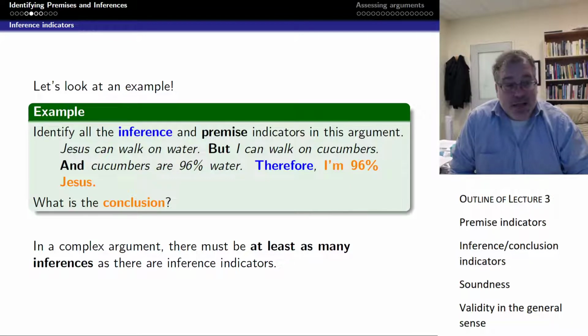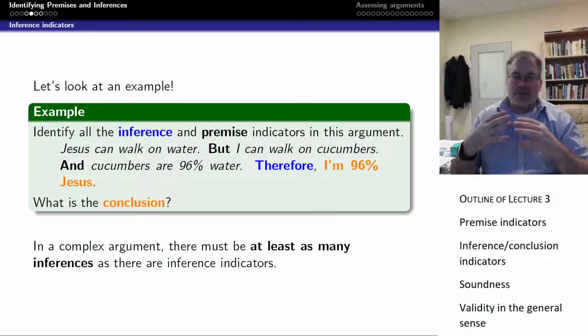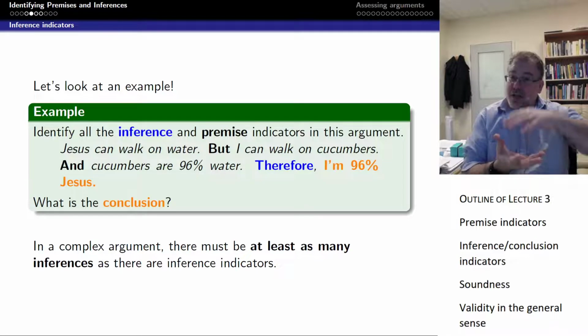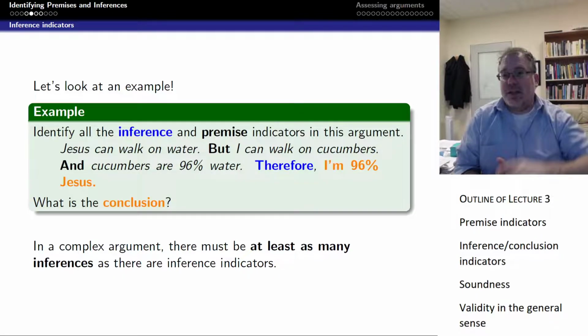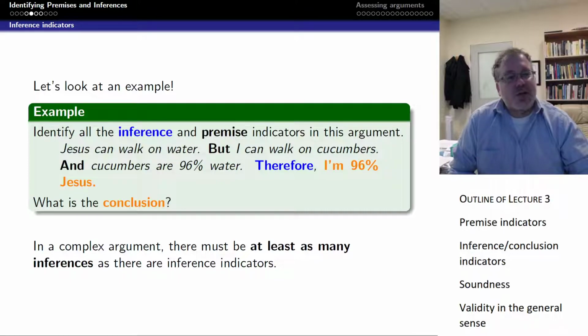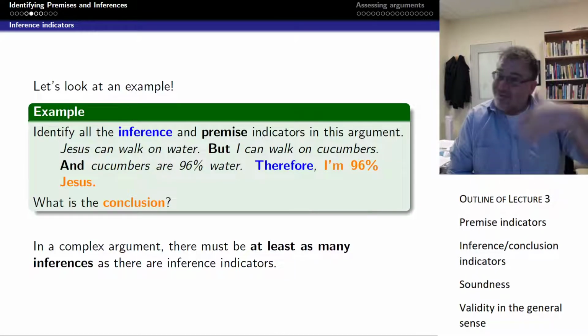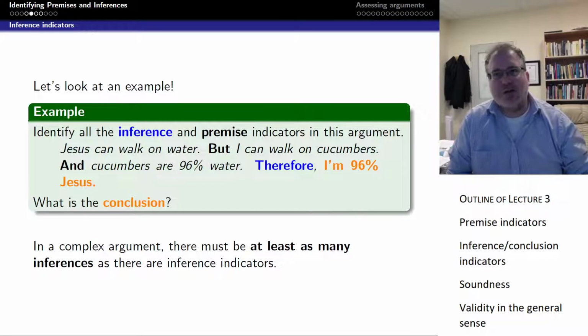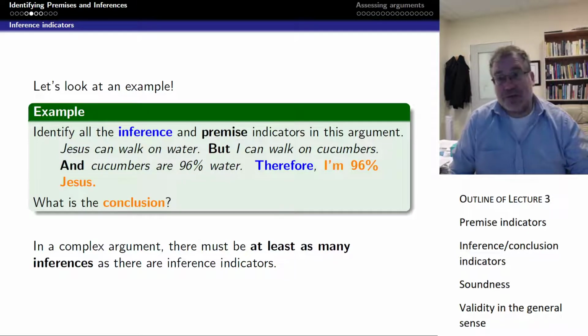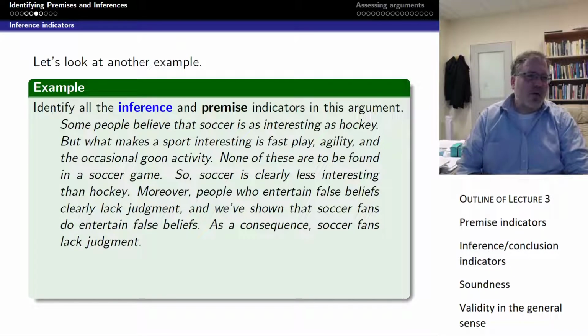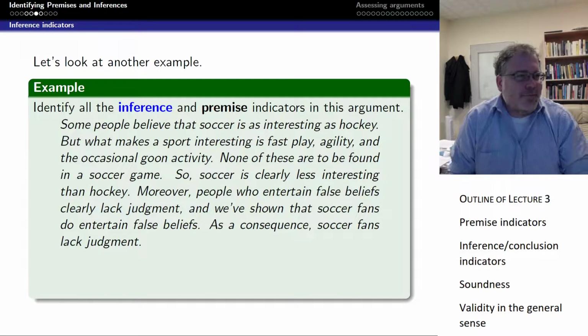Now, a complex argument is an argument that can contain many other arguments. So in a complex argument, there's got to be at least as many inferences as there are inference indicators. If you have two inference indicators, that means there's at least two arguments that are part of the complex argument. There can even be more because some don't have an indicator if people don't write clearly. So here's an example of that.